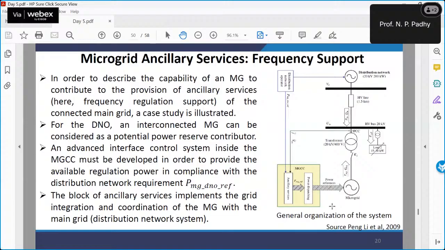The block of ancillary services implements the grid integration and coordination of the microgrid with the main grid. So for coordination, today people talk about the transmission system operator and distribution system operator. They have to coordinate and exchange information.